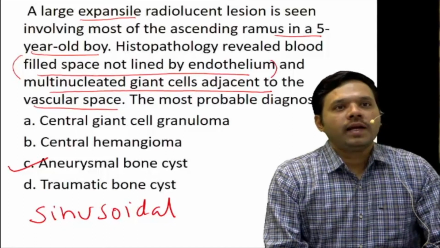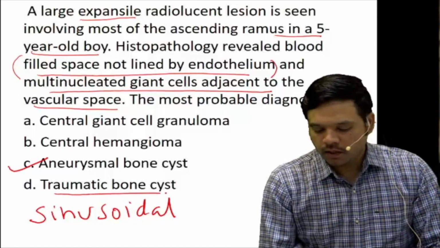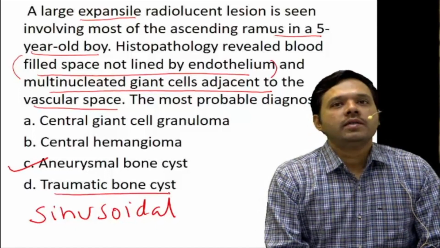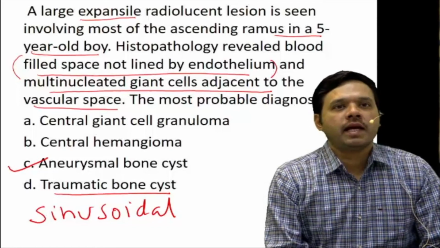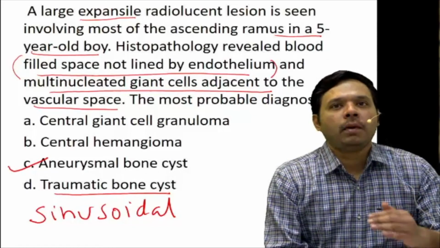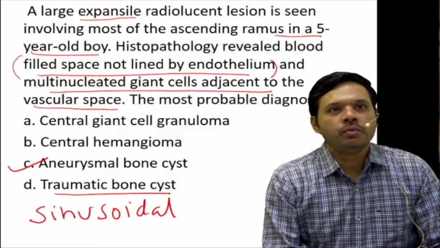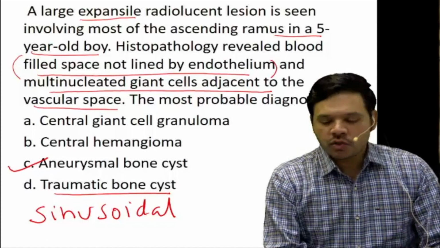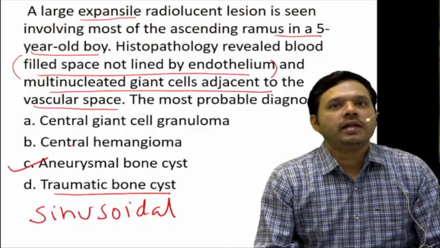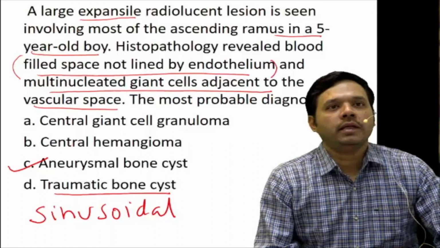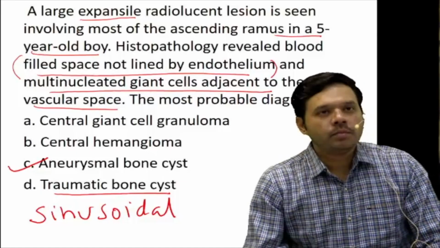Whereas a traumatic bone cyst, you should know, is again a pseudocyst which is usually seen in the posterior mandible, and it is not an expansile lesion. It is usually seen above the mandibular canal. So aneurysmal bone cyst is an expansile lesion. Hemangioma is also expansile, but histologically it will show the presence of capillaries or cavernous spaces which are lined by the endothelium. That is about the aneurysmal bone cyst. Thank you.